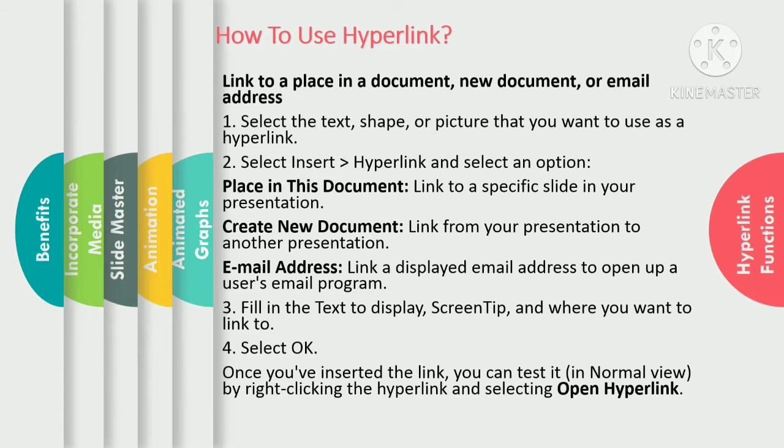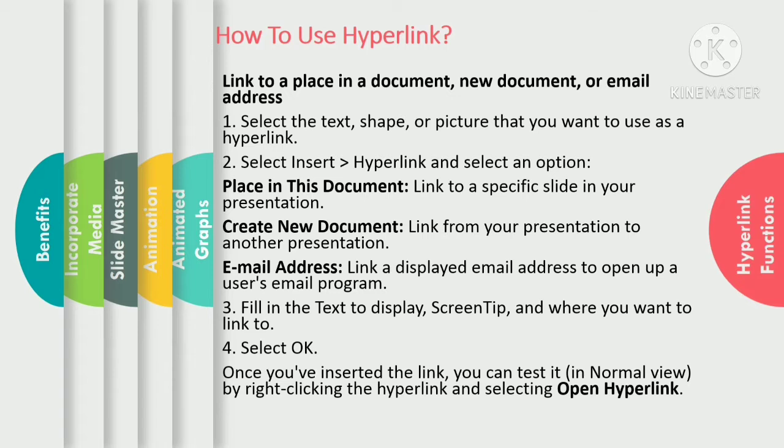First step is select the text, shape or picture that you want to use as a hyperlink. Step 2, select insert, then go to hyperlink and select an option. An option will be like place in this document, create new document and email address. Place in this document links to a specific slide in your presentation. Create new document option will link from your presentation to another presentation. Email address option will link a displayed email address to open up a user's email program.